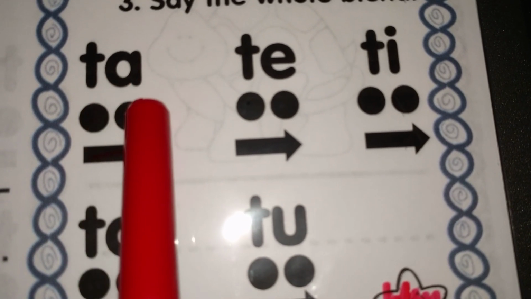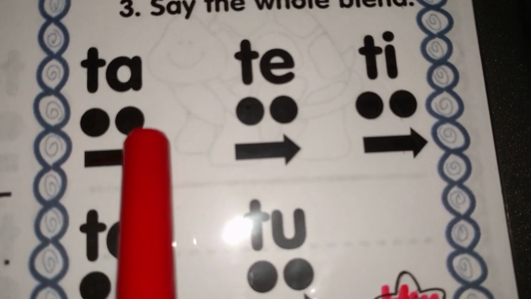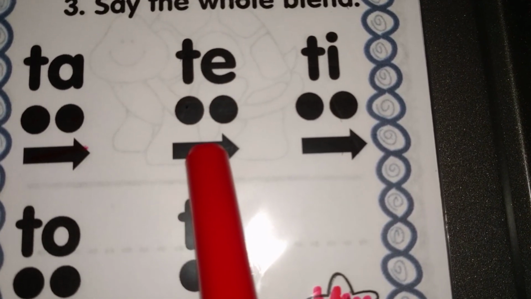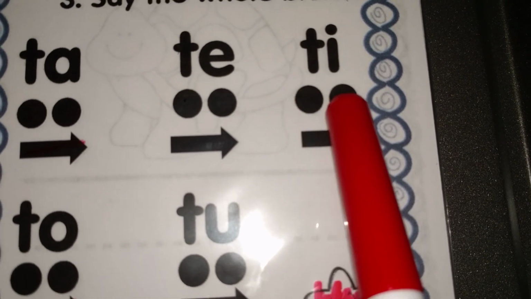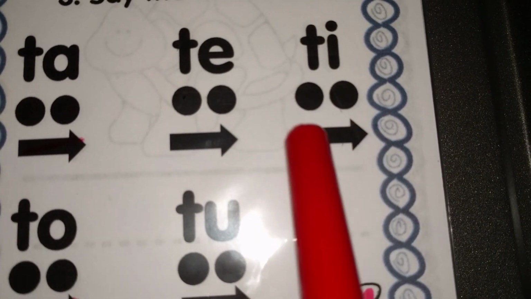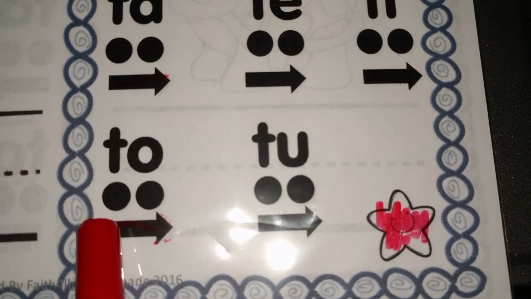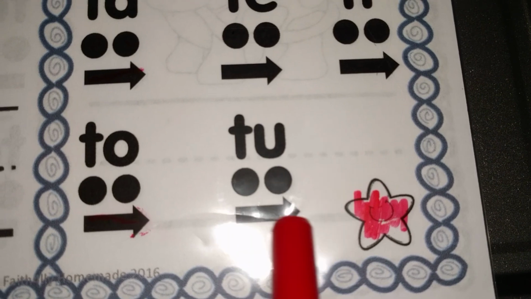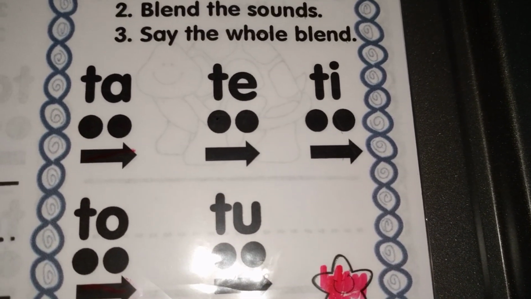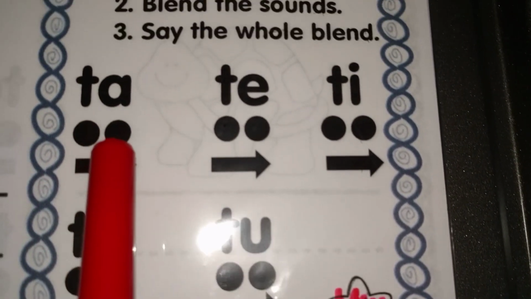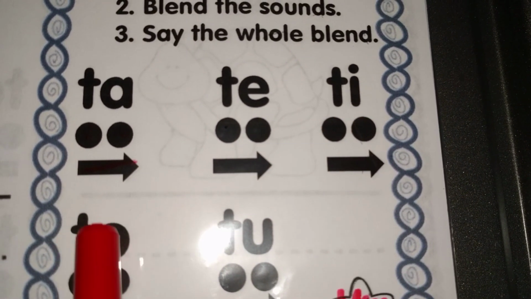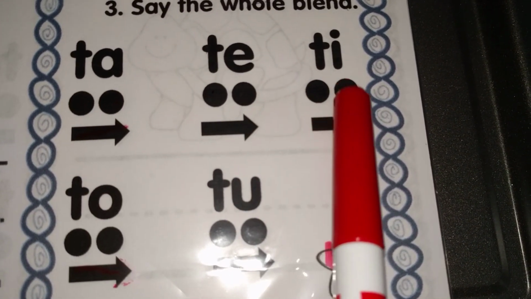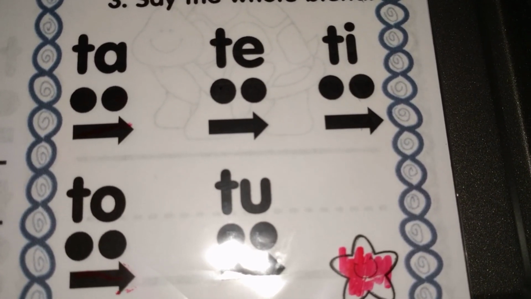So he's going to go t, a, ta, and then the last step is to say the whole blend. Ta. Then he'll do the next one. T, a, ta, ta. And then once he gets really good at them, he can do the blend song, and it goes ta, ta, ti, ta, ta. I know my blends and so do you.